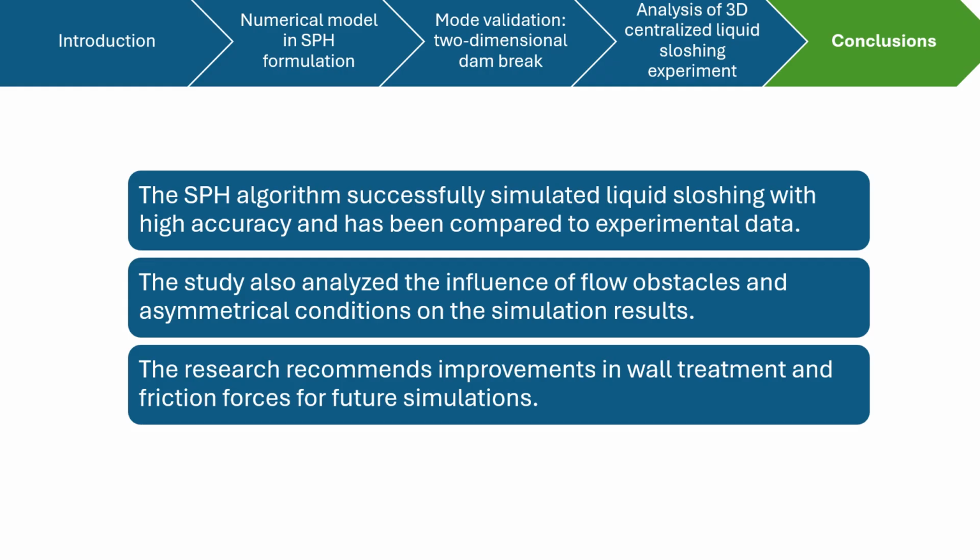And now finally we arrive at the conclusion. There are 3 points in the conclusion. The first point is that the SPH algorithm successfully simulated liquid sloshing with high accuracy when compared to experimental data. The second point is that the study analyzes the influence of obstacles and asymmetrical conditions on the simulation results. And the last point is that the research recommends improvement in wall treatment and friction forces for future simulation.